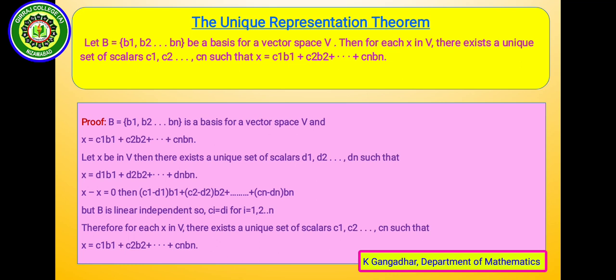So in both the linear combinations, all scalar values are equal. All scalar values are equal means the representation of x as a linear combination of b1, b2, so on bn is a unique representation. So therefore, for each x in V, there exists a unique set of scalars c1, c2, so on cn, such that x equal to c1 b1 plus c2 b2 plus so on plus cn bn.